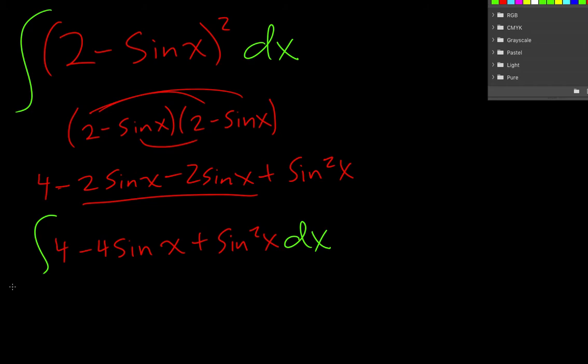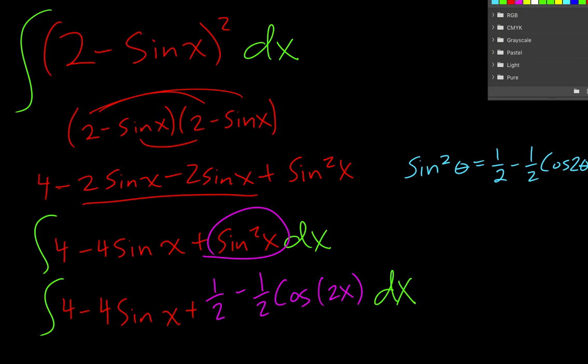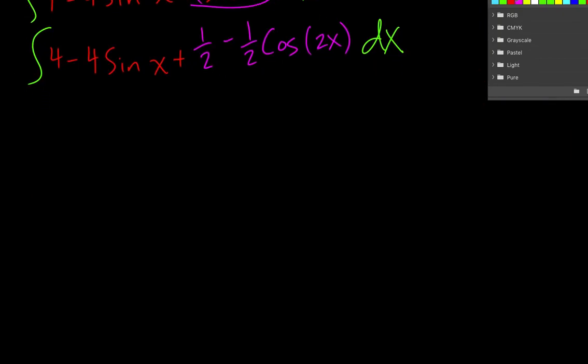And what we're going to do is we're going to use, I'll write it down, but we're going to use this fact. Sine squared theta is equal to 1/2 minus 1/2 cosine 2 theta. So I'm going to replace that with that. So we get 1/2 minus 1/2 cosine of 2x. And then we still have the other pieces. So I'll just write those. And then we still have our dx and our integration sign. Okay, so I'm going to move that down to there. So that was just using a trig identity.